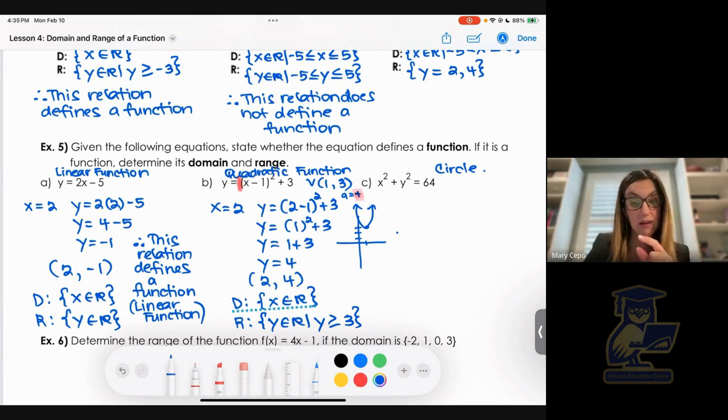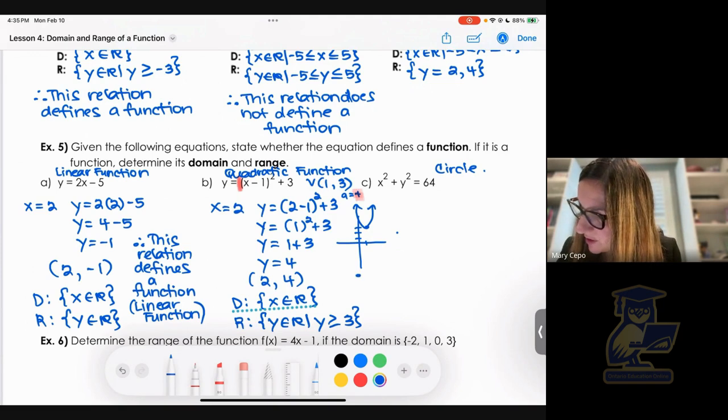If there was a negative, my parabola would be opening downward, and then the restriction would be a little bit different. Y would have to be less than or equal to 3. So therefore, this relation defines a function.